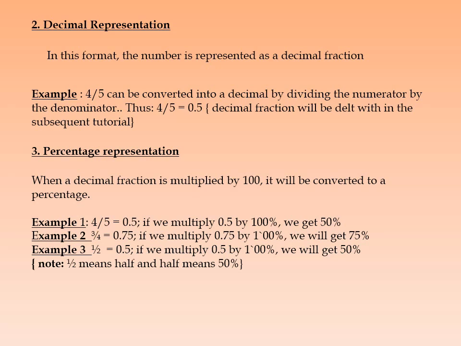Example 2, you have 3/4, which equals 0.75. If we multiply 0.75 by 100%, we get 75%. And the third one, we have 1/2, which equals 0.5. If we multiply 0.5 by 100%, we will get 50%. Now you need to take note that 1/2 means half, and half means 50%.